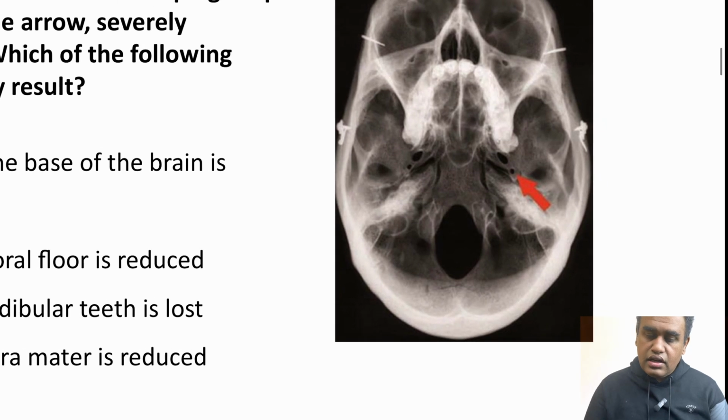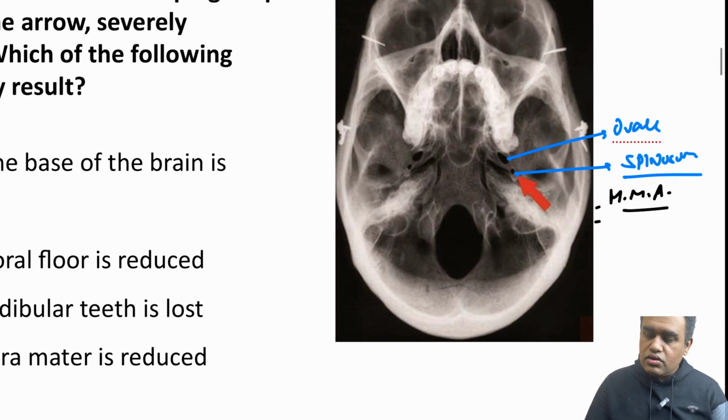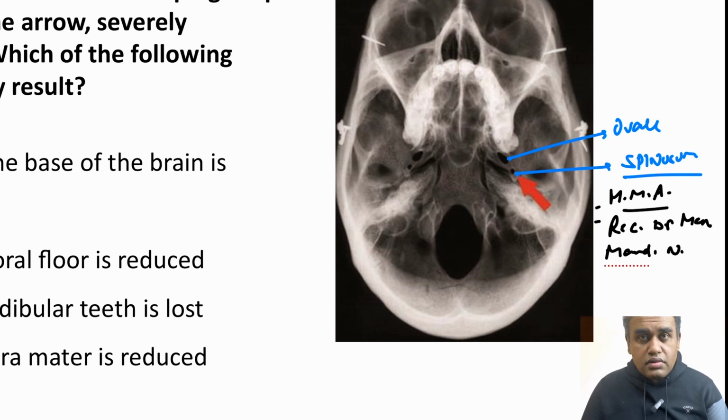If you look at the arrow, you will recognize which foramen this is. This foramen is not the ovale, it is the spinosum. Where would the ovale be? Ovale is just anteromedial to it. This is the foramen ovale. Now we should know what comes out from the foramen spinosum. As I told you, mainly it is the middle meningeal artery, responsible for epidural hemorrhage. Apart from this, we also have the recurrent meningeal branch of the mandibular nerve, a sensory nerve taking sensation from the meninges. So these are the major contents.